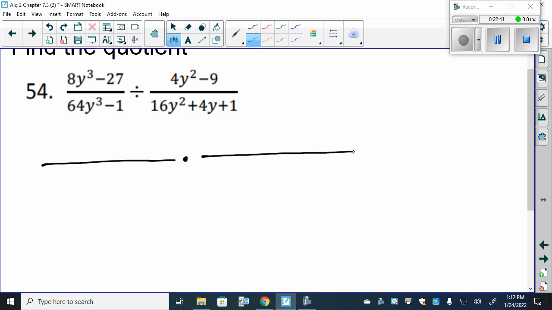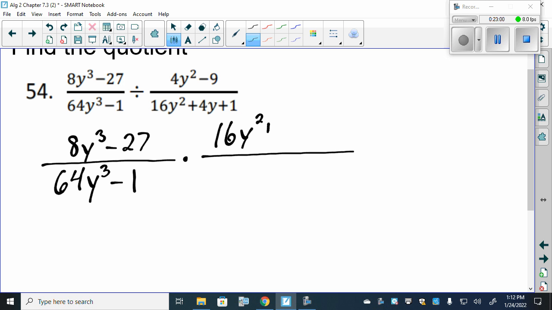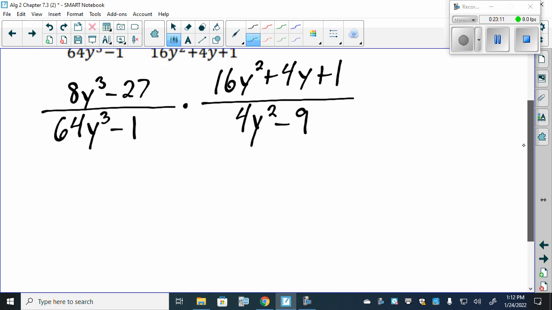Now the first thing, again, I would change it from division to multiplication and flip the second. The first is going to stay the same, and the second is going to become 16y squared plus 4y plus 1 over 4y squared minus 9.